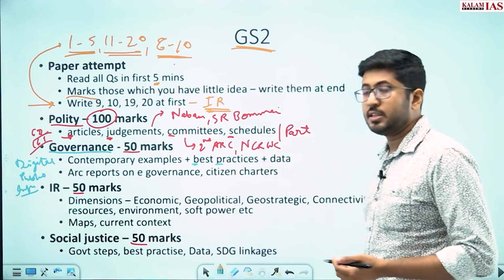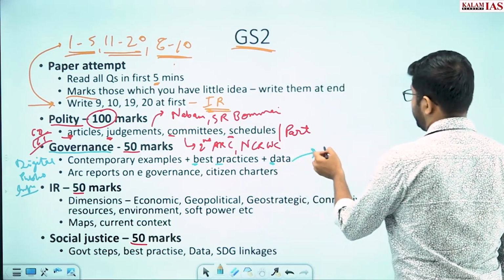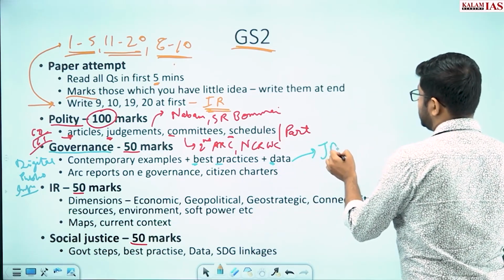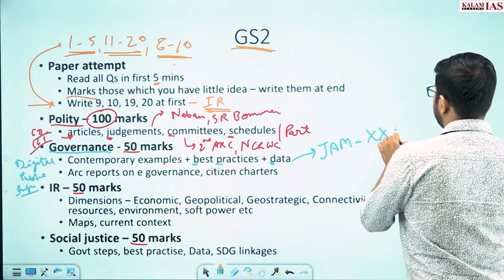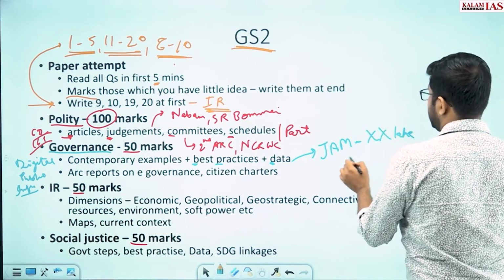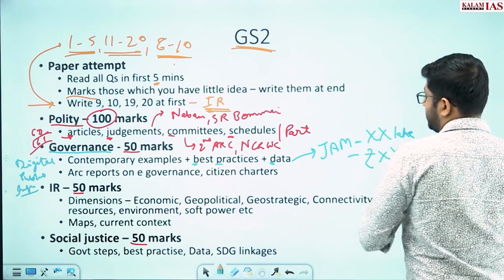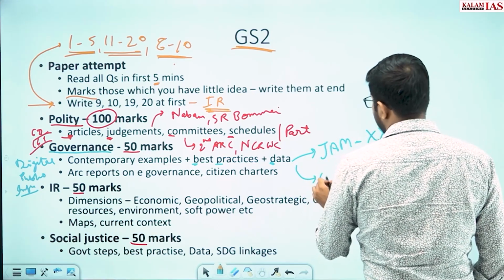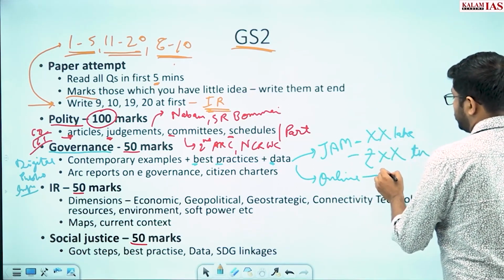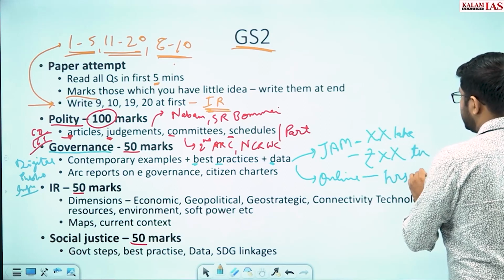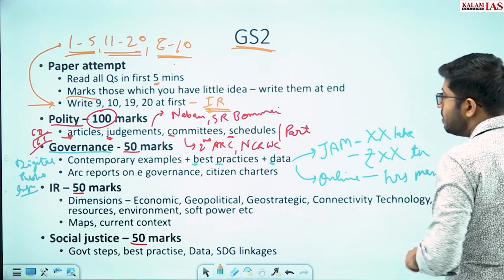So these are the things that you can keep in mind. And then you can mention data, how the use of suppose JAM Trinity or Jan Dhan has eradicated some lakhs of fake accounts, or has made some trillion rupees saving. Or how online ticket booking for IRCTC has saved so many hours of manpower. So these are the kinds of data that you can mention in the questions of governance.